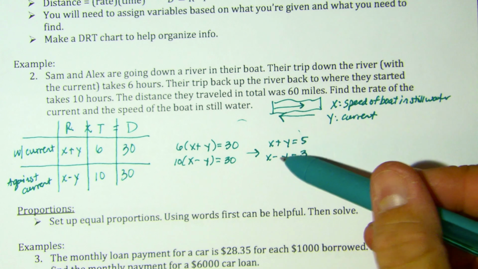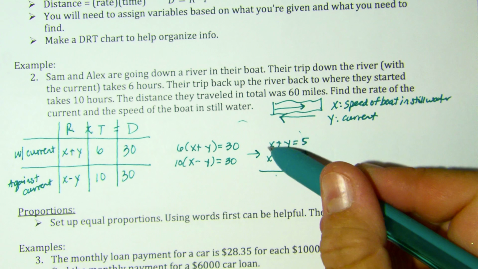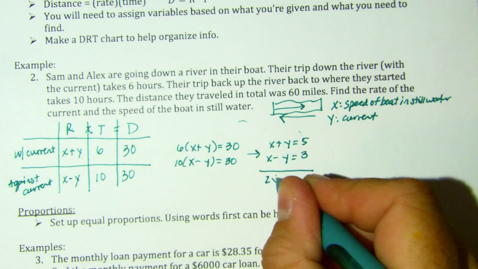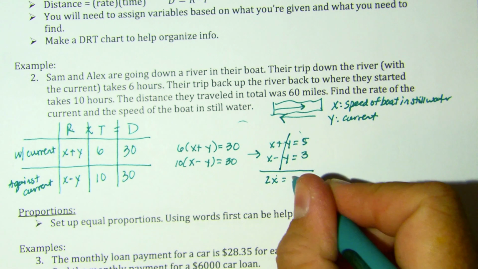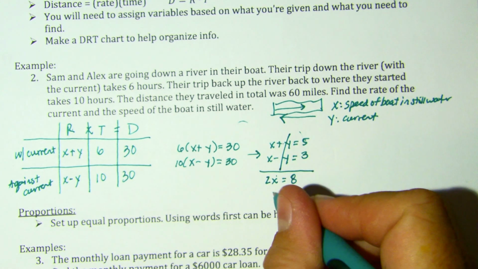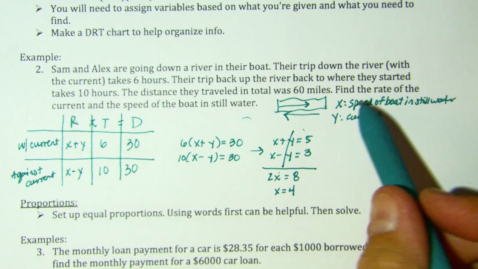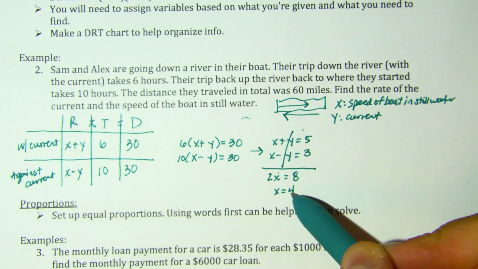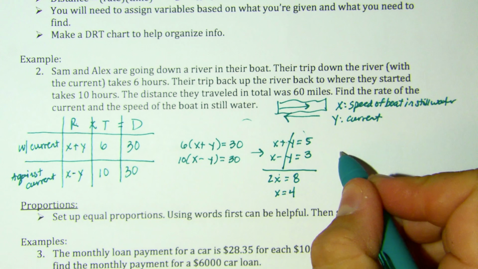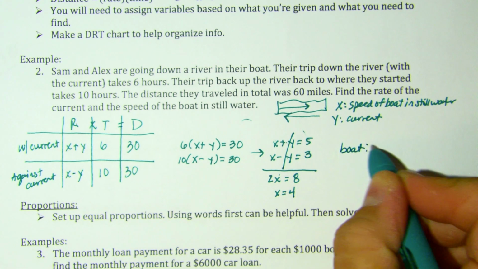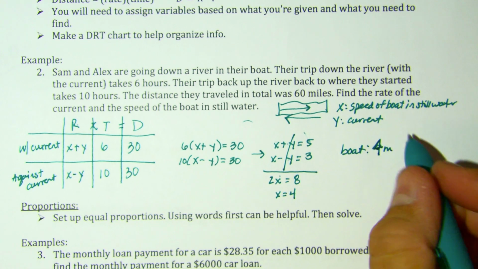This is a system of equations, and the way we can solve it is by adding the equations together. x plus x is 2x. Positive y, negative y cancel out. 5 plus 3 is 8. Dividing both sides by 2, x equals 4. But remember, it's really important to write down what your variables represent because it's easy to forget. x is equal to 4, and x is the speed of the boat in still water. So the boat is going 4 miles per hour.